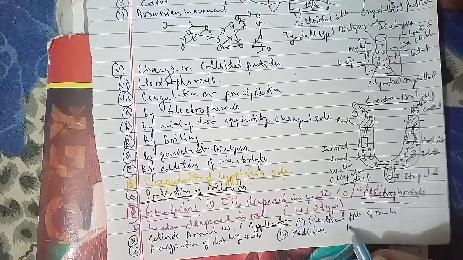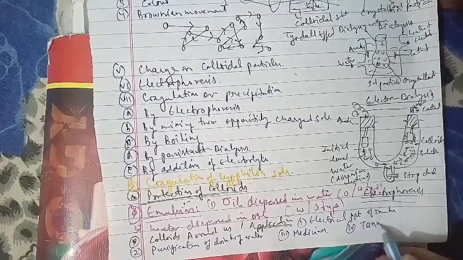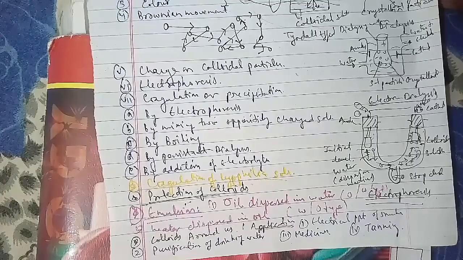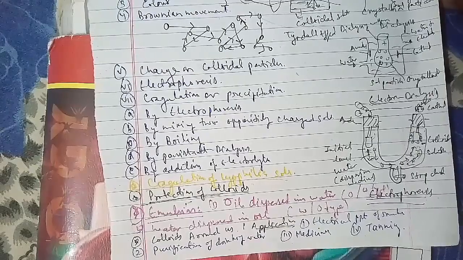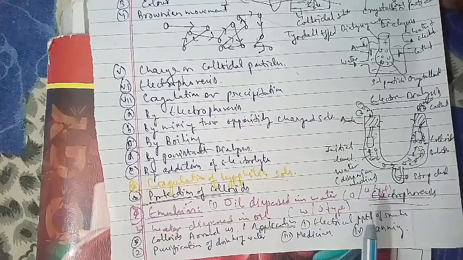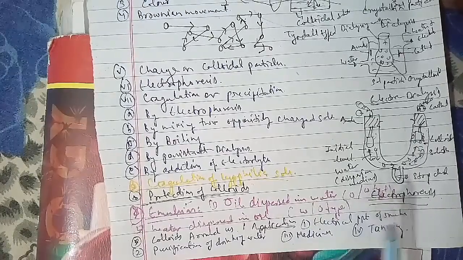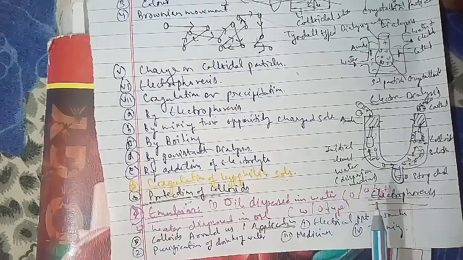We'll talk about the fourth one, which is tanning. Animal hides are colloidal in nature and carry positively charged particles. When soaked in tannin, which contains negatively charged colloidal particles, mutual coagulation takes place. This results in hardening of the leather, and this process is termed tanning. Chromium salts are also used in place of tannin.